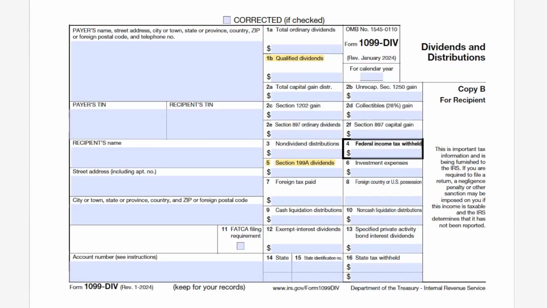If you'd like to understand the sources of your dividends, look up Form 1099-DIV that your account provider sent you. Box 1B shows the qualified dividends, and Box 5 includes those REIT dividends.